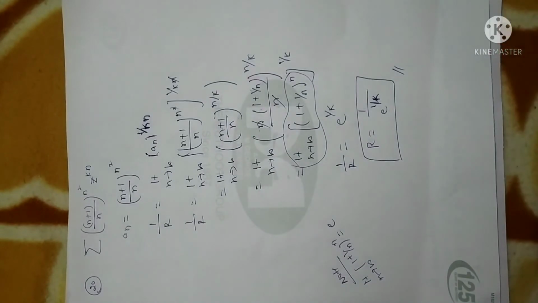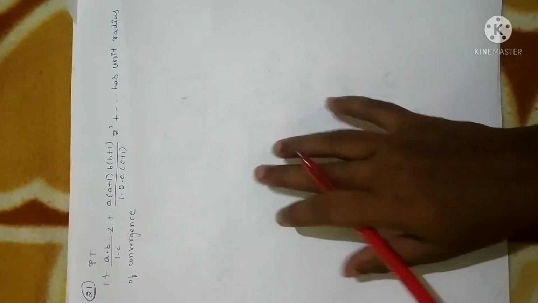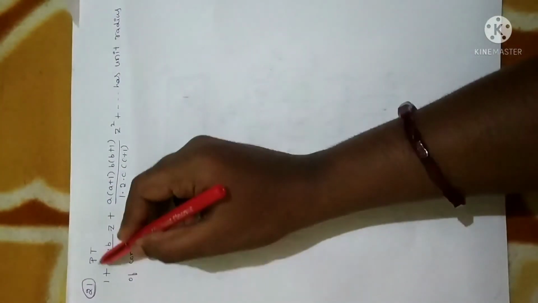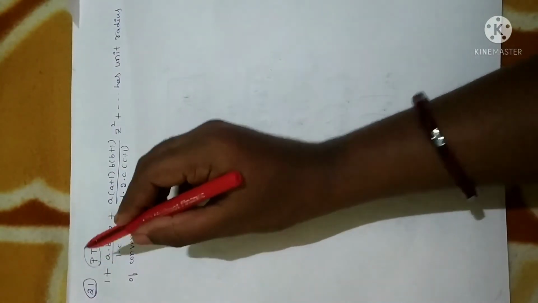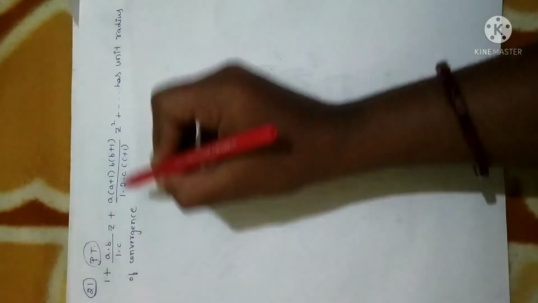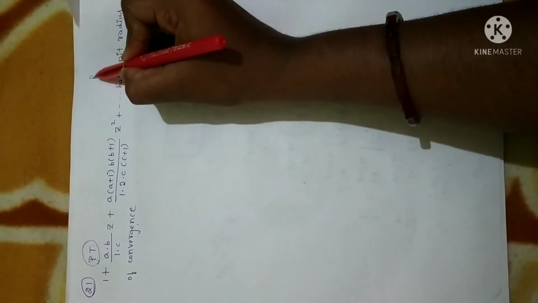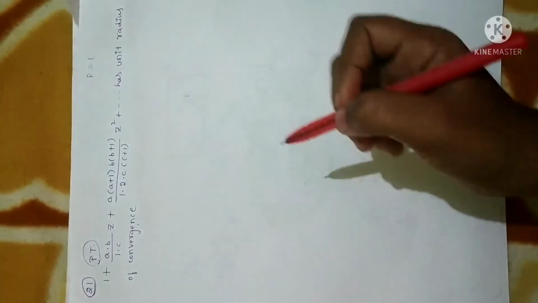So hope this concept is clear. So let us consider one more type of problem. Here the expansion is given and we are asked to prove that this expression has unit radius of convergence, that is, the radius of convergence is equal to 1. So we need to prove this.